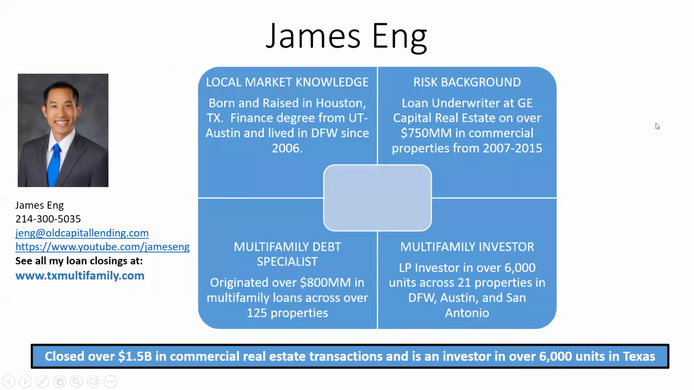So a little bit of my background. I've spent the last 15 years in commercial real estate. The first 10 years were at GE Capital as a loan underwriter. And then for the last 5 years, I've focused on multifamily lending and done about 800 million across 125 properties. I've also invested in close to 7,000 units, and sold about 1,000 units just in the last year to year and a half. Right now, I'm in about 6,000 units across 21 properties here in Dallas, Austin, and San Antonio.